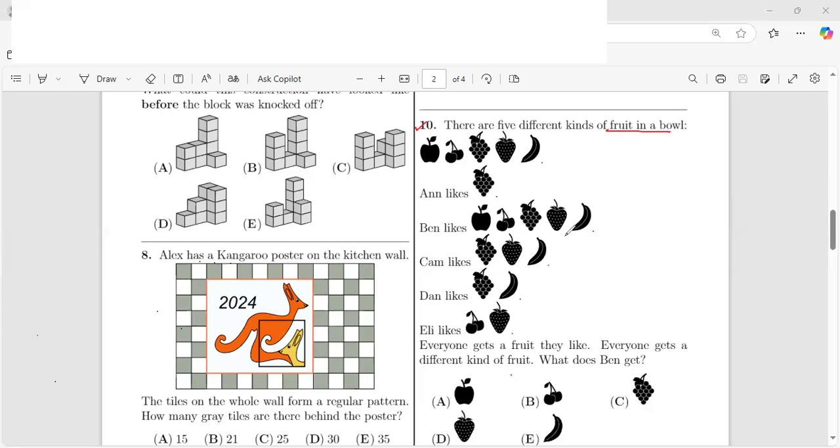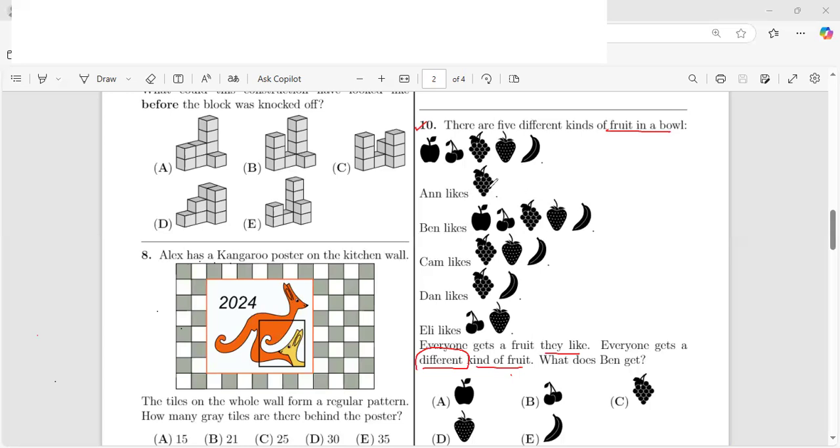Anna likes grapes. Ben likes so many. Cam likes this. Dan likes this. Eli likes this. Everyone gets a fruit they like. Everyone gets a different kind of fruit. This is very important, that everybody is getting a different kind of fruit. What does Ben get? So Ben has 5 different fruits, so we need to identify what Ben will get.